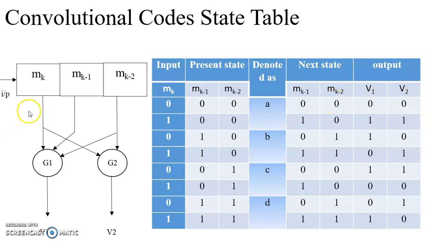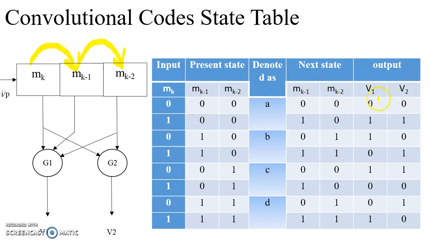For the next state, the present state is MK minus 1 and MK minus 2. The contents of MK move to MK minus 1 and the contents of MK minus 1 move to MK minus 2. So the present state is 0 0, the input is 0, so the next state is going to be: the content of MK moves to MK minus 1, so it will be 0 here, and the 0 from MK minus 1 moves to MK minus 2, so it will be 0 for MK minus 2. So you just have to shift.